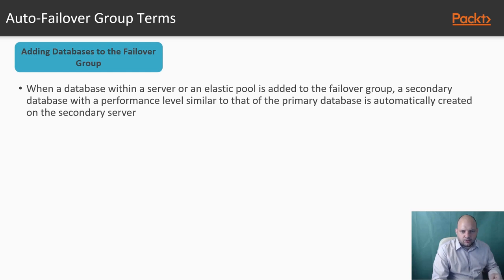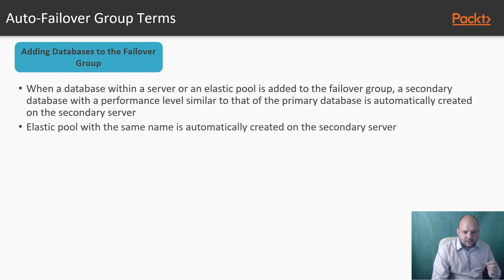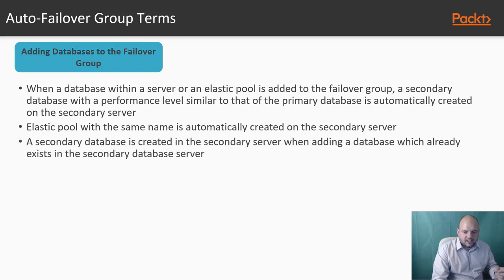When it comes to adding a database to the failover group, when a database within a server or elastic pool is added to the failover group, a secondary database with a performance level similar to that of the primary database is automatically created on the secondary server. If the primary database is in an elastic pool, then an elastic pool with the same name is automatically created on the secondary server. And when we're adding a secondary database which already exists in the secondary database server, but it's not part of the failover group, a new secondary database is created in the secondary server.